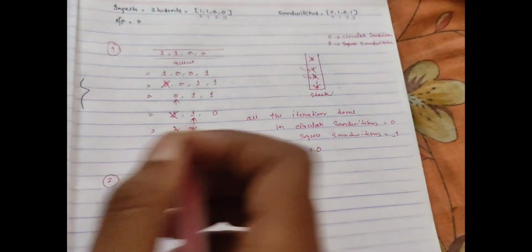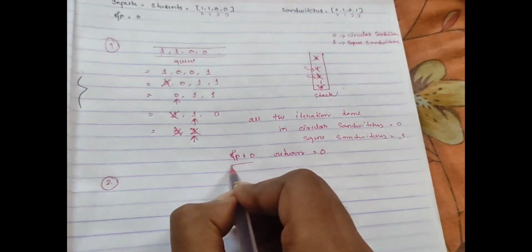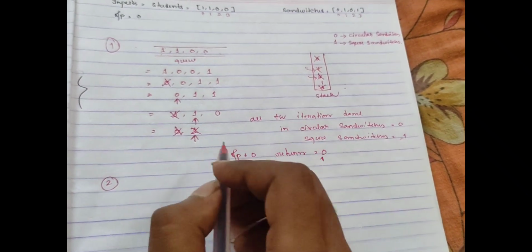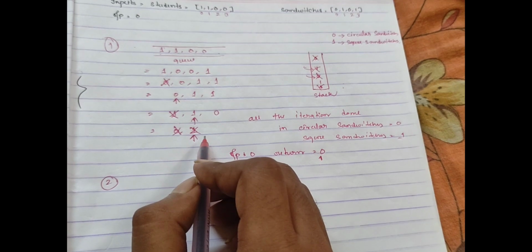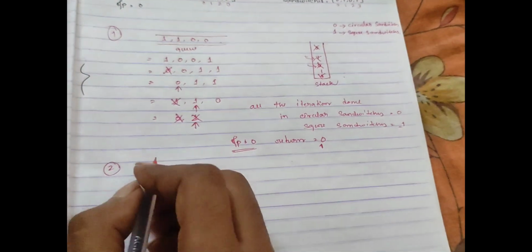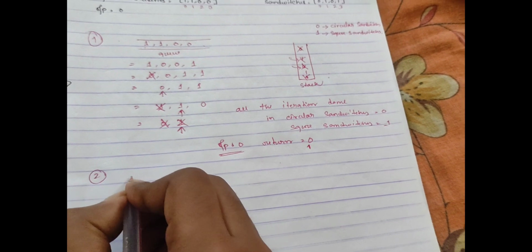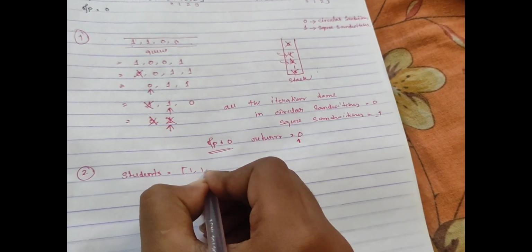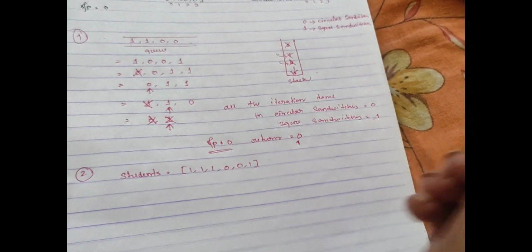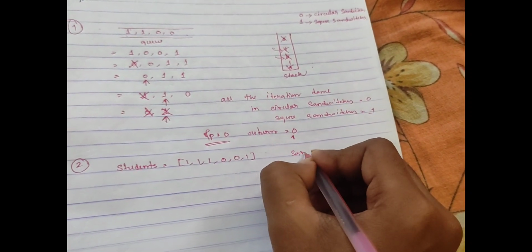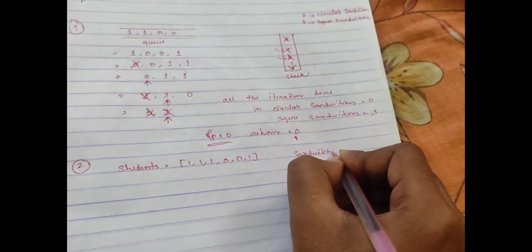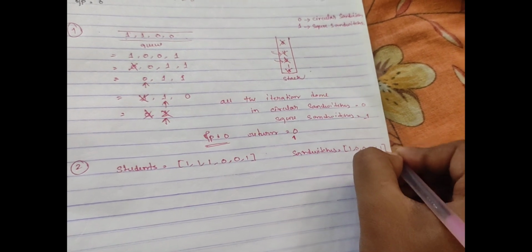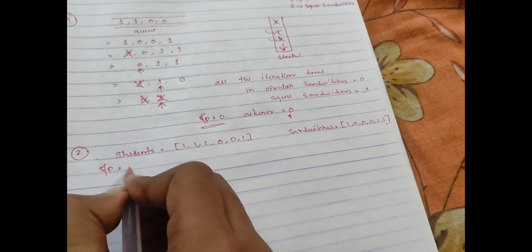We can check with the second example, because every time they will not return 0; in other test cases, 1 or 2 elements are returned. So you can check with the second example. In this example, the students are 1 1 1 0 0 and 1, and the sandwiches are 1 0 0 0 1 1. Okay, and the output is 3.